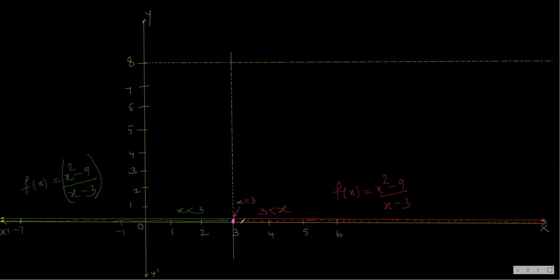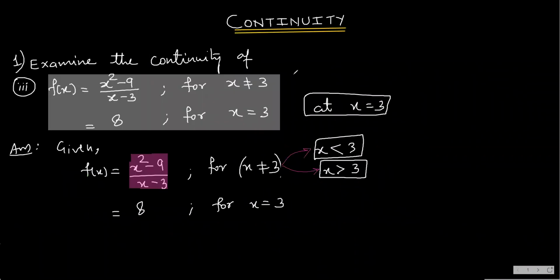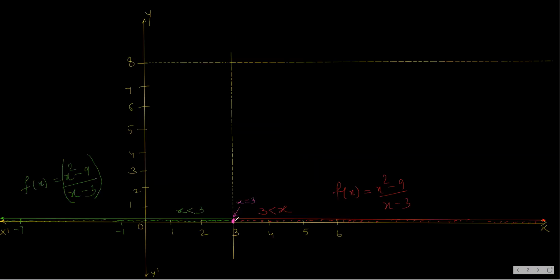Okay. Further, what more they say? They say when x is equal to 3, it is given in the next step. You can check. When x is equal to 3, they say the function is equal to 8. The function value is 8. So when x value is 3, the function value, they say it is equal to 8. So when x is 3, function value is 8.